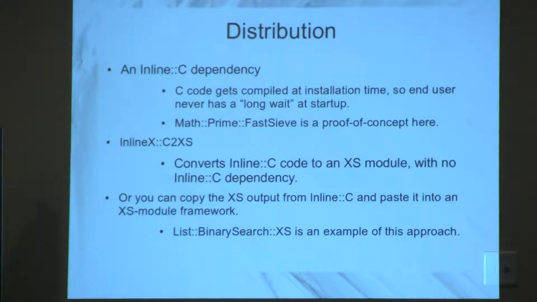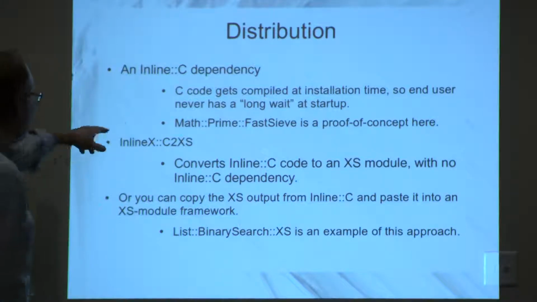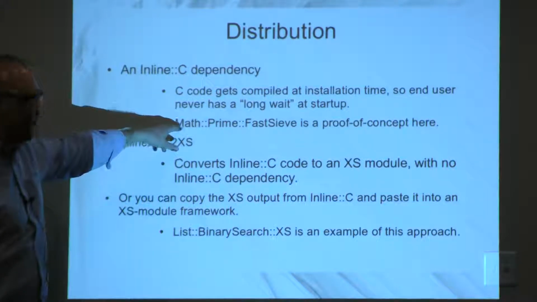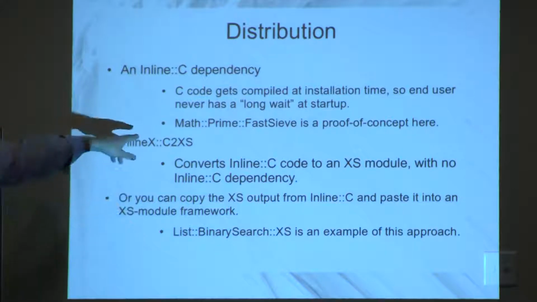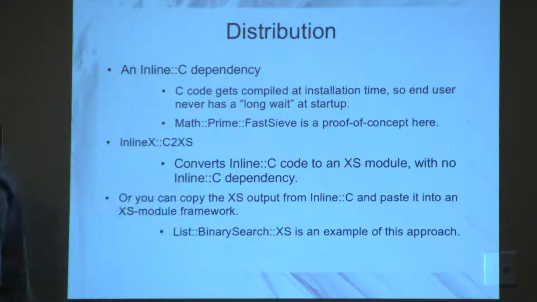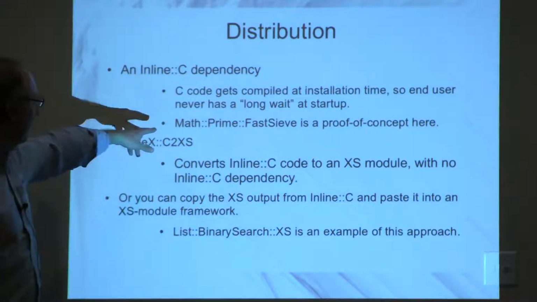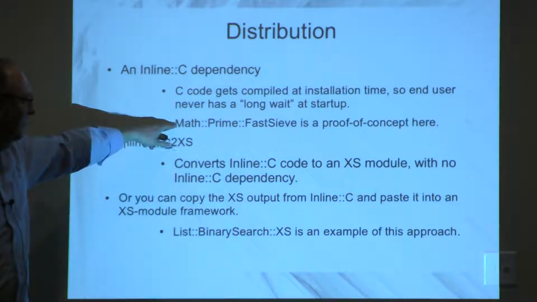How do you distribute code that was written with Inline C? There's three ways. One is to create in your module an Inline C dependency. I actually created Math::Prime::FastSieve, the module, as a proof of concept that it's possible and that it works. If you were to install this module from CPAN, it would pull in Inline C++, and it would compile the XS code for you. And so Inline C++ is a dependency of this module.